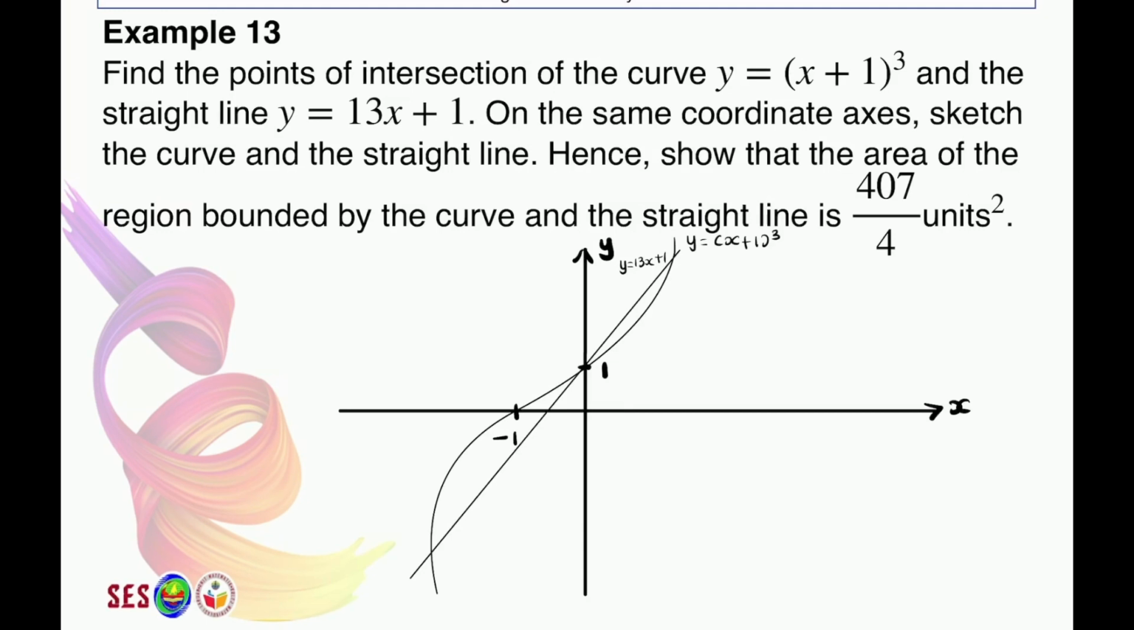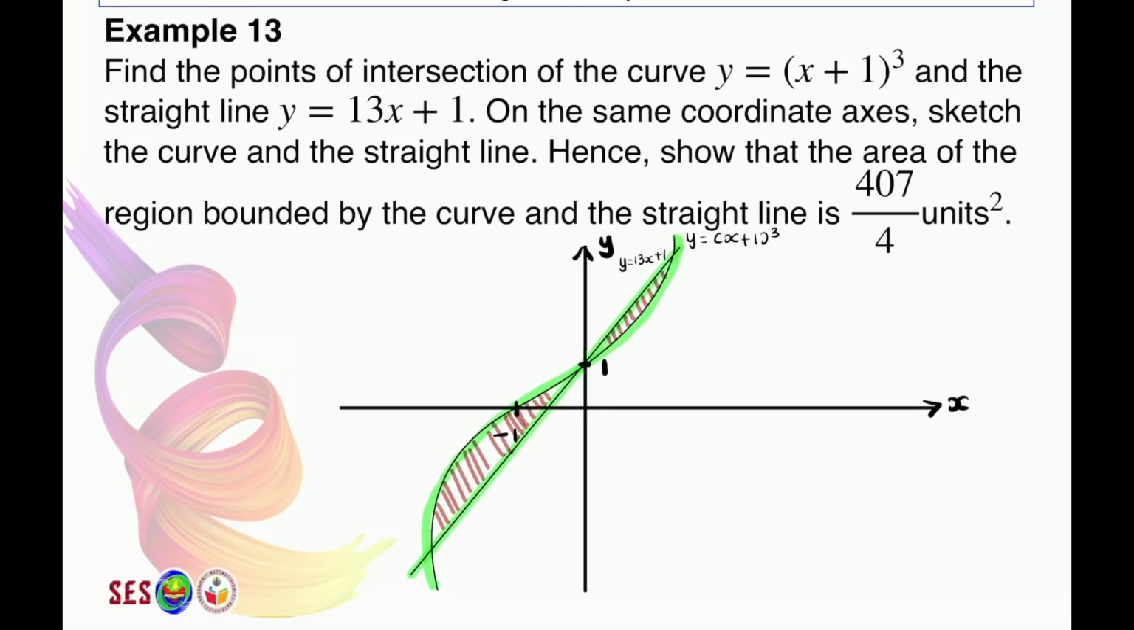Now, let us mark the area bounded by the curve and the straight line. This is your straight line, and this is your curve. The two areas that have their borders highlighted are this one right here and this one right here.